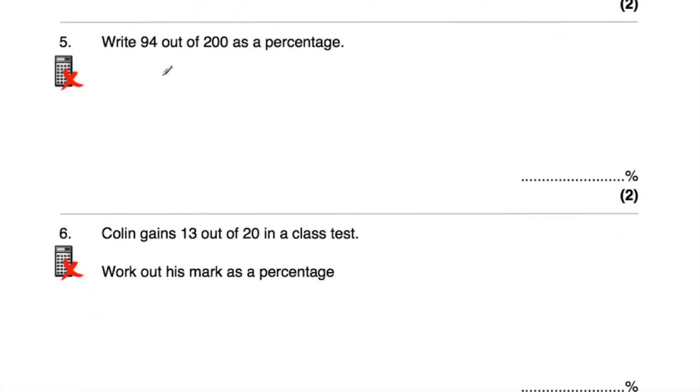Okay, so question number 5, we've been asked to write 94 out of 200 as a percentage. That's 94 out of 200. Now we want it to be as a percentage. We've written it as a fraction. Let's now write it as a percentage.